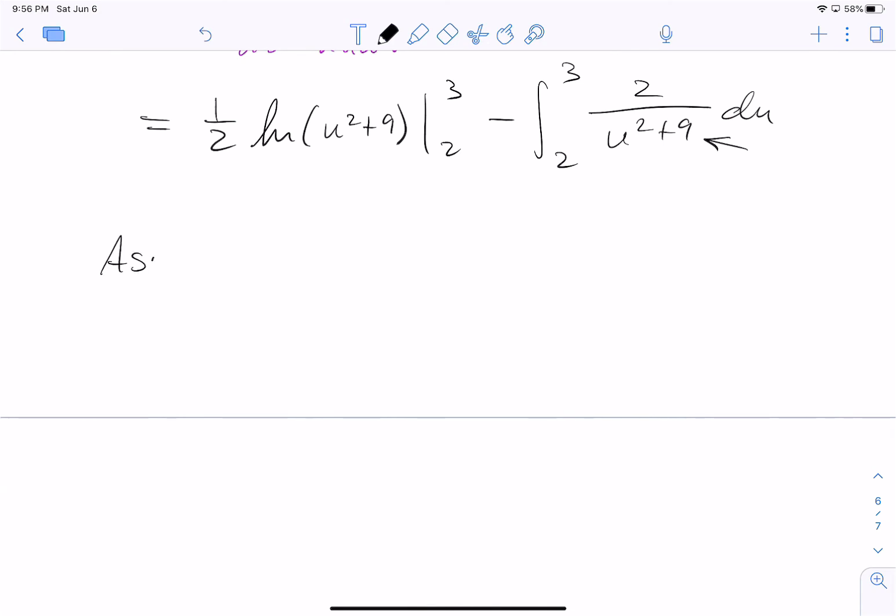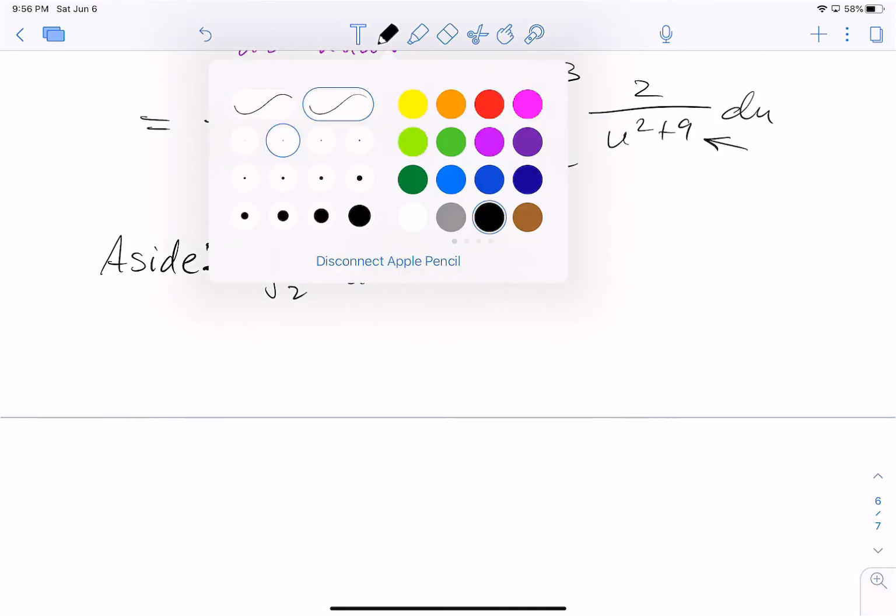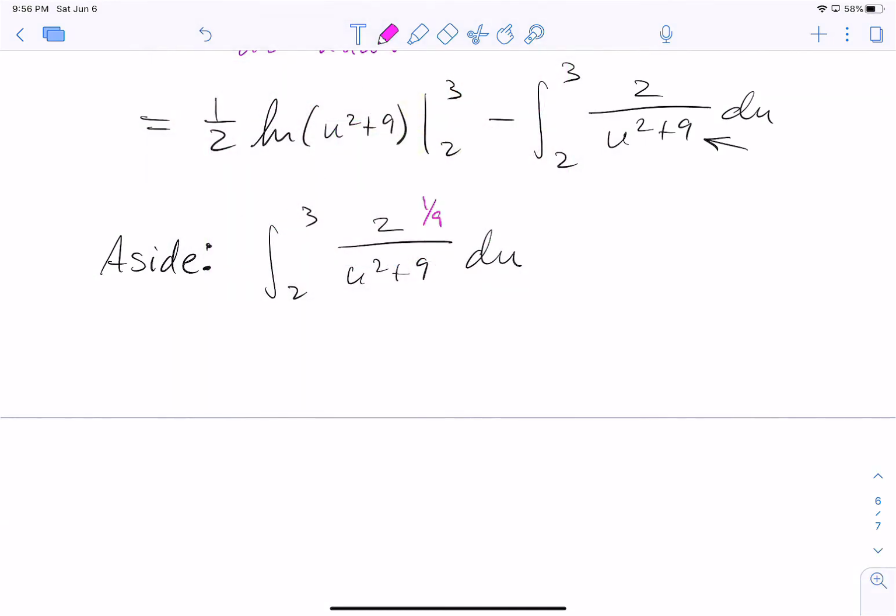So let's do this kind of on this side. As an aside, the integral from 2 to 3 of 2 over u squared plus 9 du, multiplying by 1 over 9 in the numerator and denominator, will become the integral from 2 to 3 of 2/9 divided by u over 3, the quantity squared, plus 1 du.